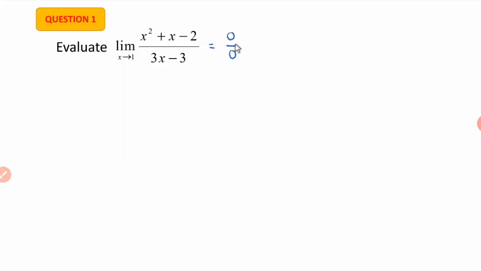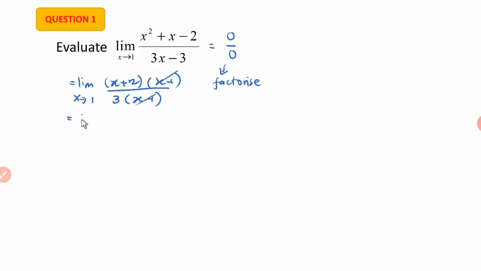You have to think, there are two methods. We have to use the factorization method. So now, how to factorize? Limit as x approaches 1. The quadratic factorizes as (x plus 2)(x minus 1), over the denominator, factorized as 3 times (x minus 1). So simplify, we get the limit as x approaches 1 of (x plus 2) over 3. Then substitute x equals 1, so (1 plus 2) over 3, and we get 1.